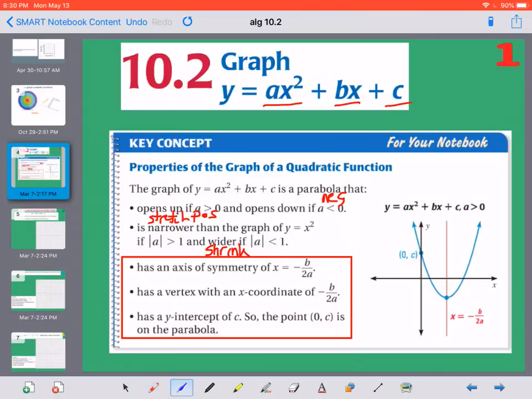Now, what we need to figure out today is what an axis of symmetry is when we have y equals ax squared plus bx plus c. So it has an axis of symmetry of x equals negative b divided by 2a. It has a vertex with an x-coordinate of negative b divided by 2a. Now that's the x-coordinate. How we find y is we just plug it into our equation. So plug in to find y.